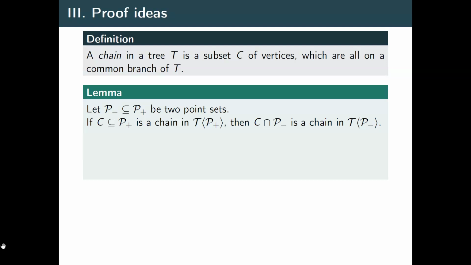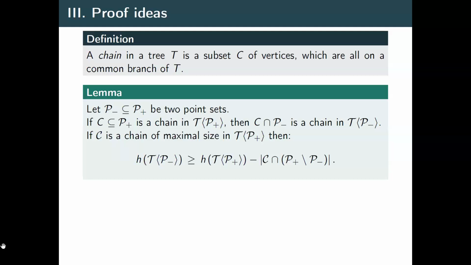So it's not possible to destroy, in some sense, a chain by just taking out points. And if you apply this with a chain of maximal size in the BST, well, the maximal size of a chain is just the height of the tree. So if you apply this with such a chain, you deduce that the height of P minus is at least the height of P plus minus the number of points that we lost, the number of points of the chain that disappeared when going from P plus to P minus.